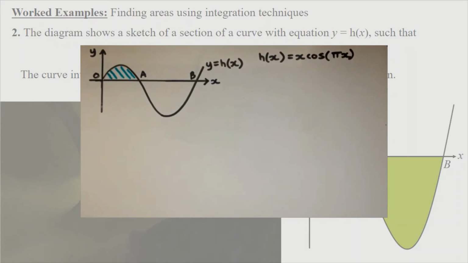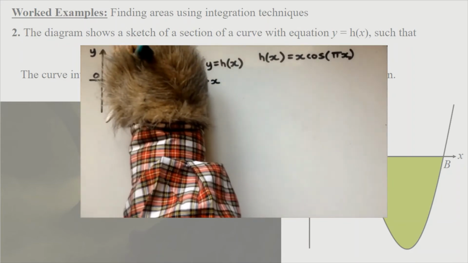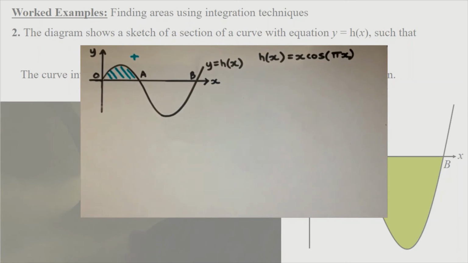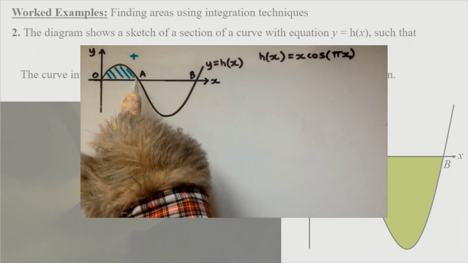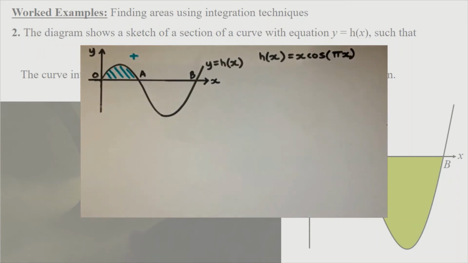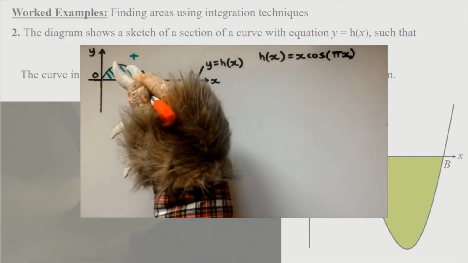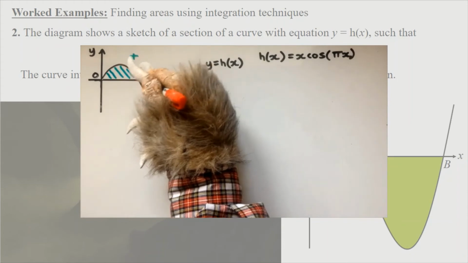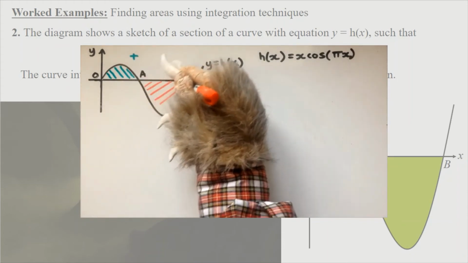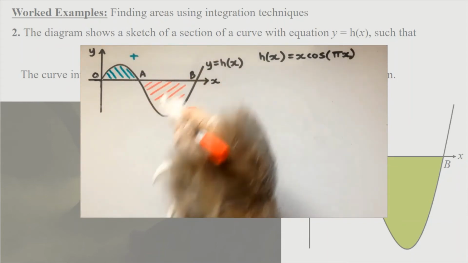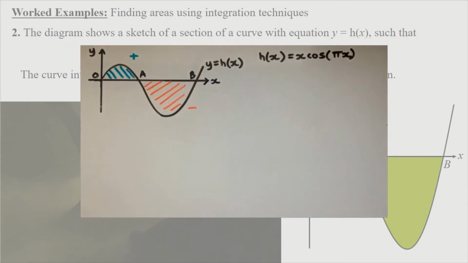This is going to be a positive value because the curve is above the x-axis. The second part of the curve between a and b lies below the x-axis. If I shade this in, we're going to see very quickly, or you'll know already, that this is going to be a negative value when we integrate between a and b this function h of x.